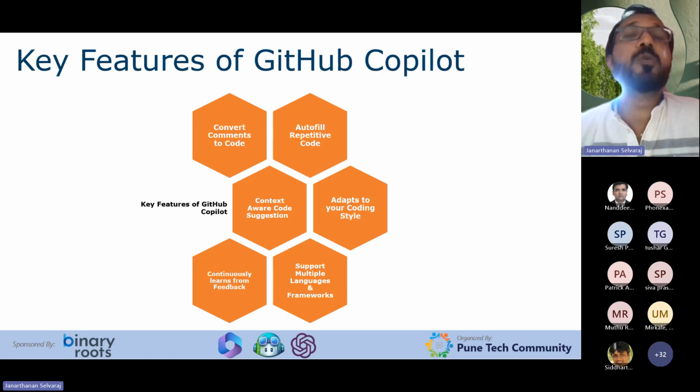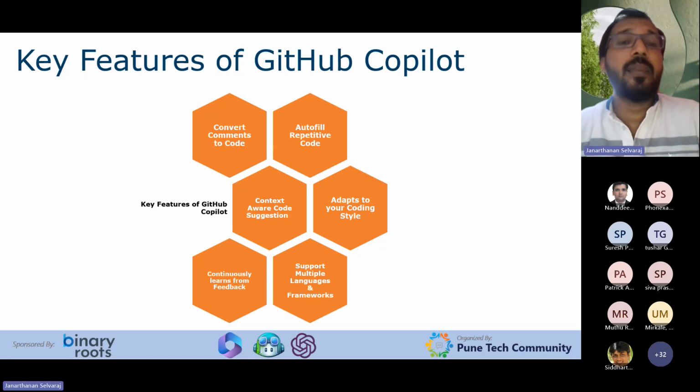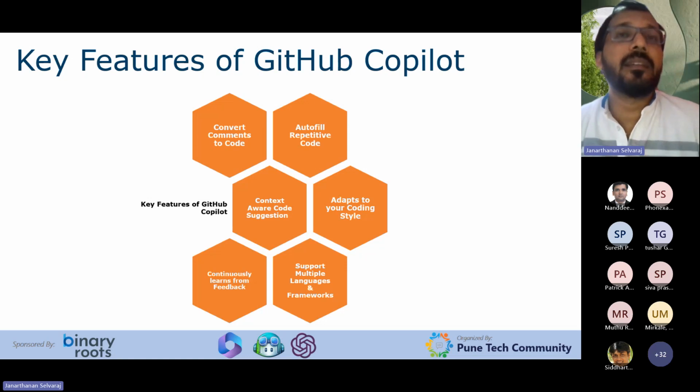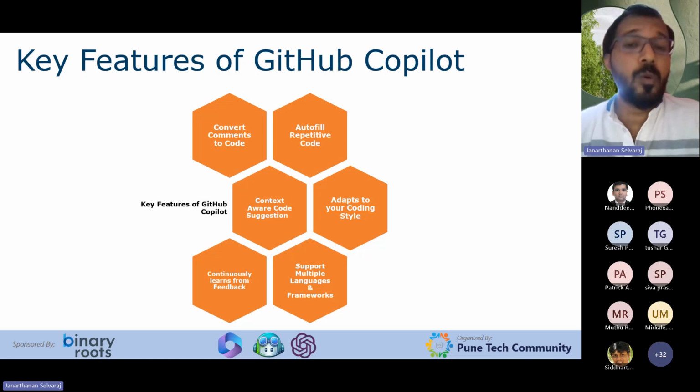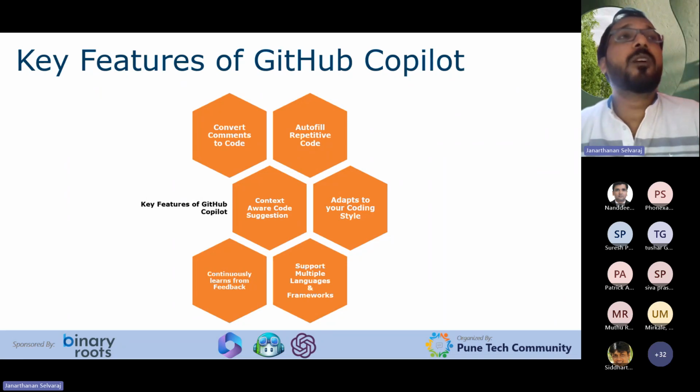Or else, if I want to boost your developer productivity, you can make use of this approach: autofill the repetitive code. And another important feature of GitHub Copilot is that it adapts to your coding style. That is one of the major benefits of GitHub Copilot. And it supports multiple languages like Java, .NET, Python, JavaScript, Ruby. These are the languages supported by GitHub Copilot. And frameworks like Angular, React.js, or Vue.js are supported by GitHub Copilot.